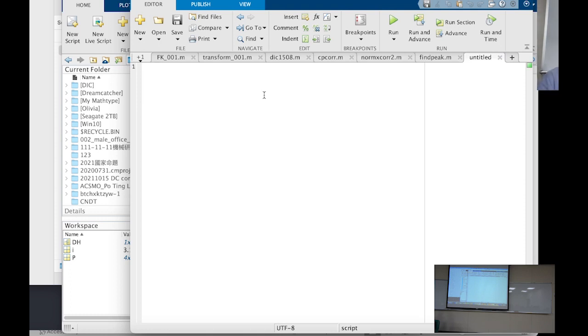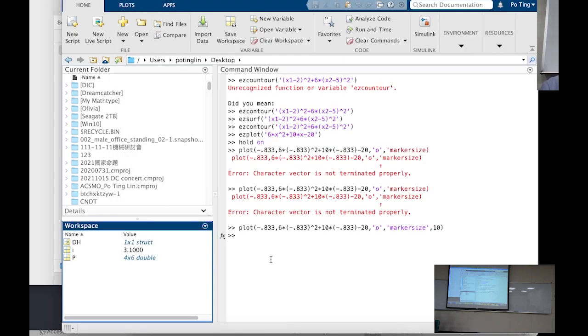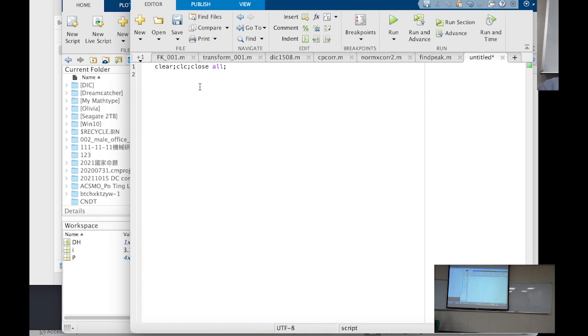Okay, so now it's a programming lecture. Clear, clc, close all is what I always do in the first line. Clear means you clear the design space. clc means you clear the command window. And close all will close all the figures. So this is how I initiate my code all the time.